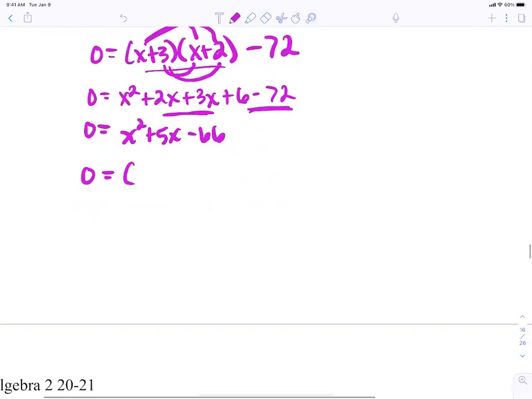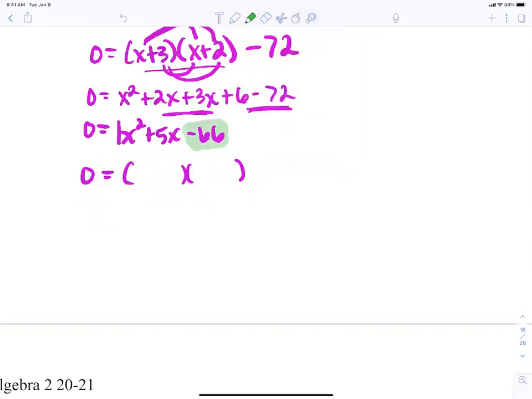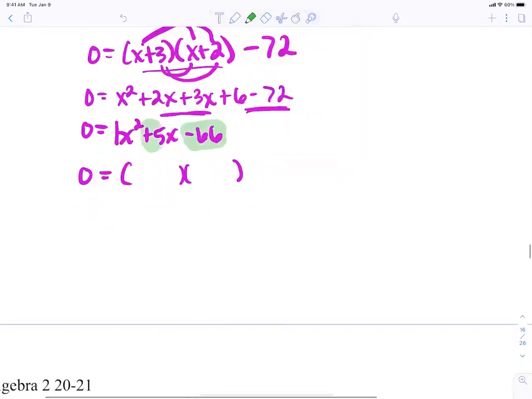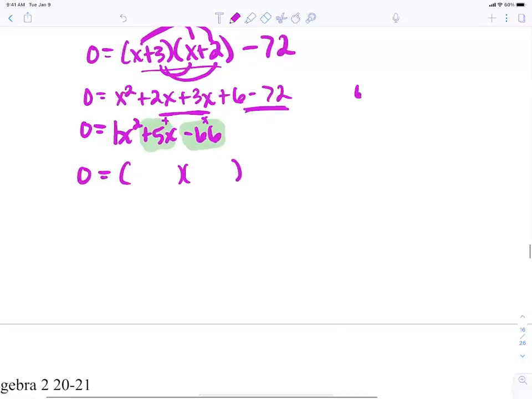Now I'm just going to do guess and check, simply because my a value is 1. So really I just have to answer 2 questions. We have to say, okay, well, what's going to multiply to give me a -66, but also add to give me 5x? We're looking to answer these 2 questions. Ooh, wow, reverse that. What multiplies to give me 66, but adds to give me 5? So let's start off by writing some of our factors for 66.